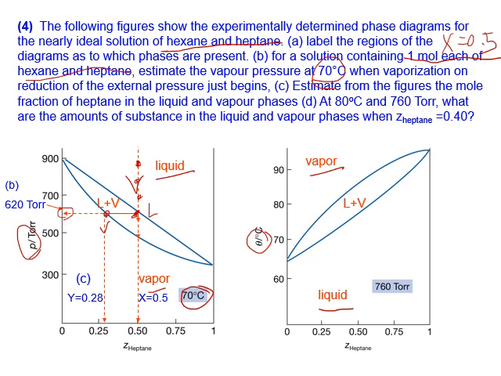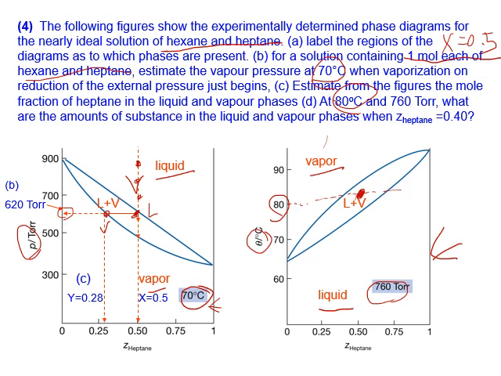Next question, at 80 degrees and 760 torr, what are the amounts of substance? So now we have to use this one. The first diagram is about 70 degrees, so 80 degrees is here, and the pressure is here. So for temperature, you draw a tie line, and the mole fraction initially is right here. The initial point is inside the two-phase region, and therefore it separates into two phases.